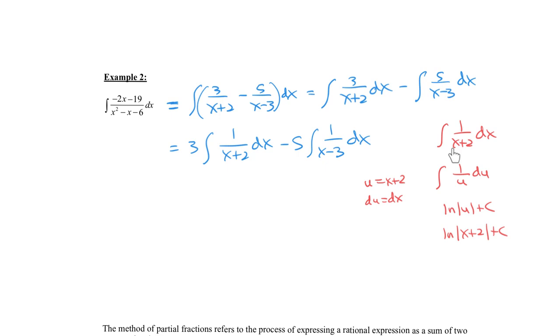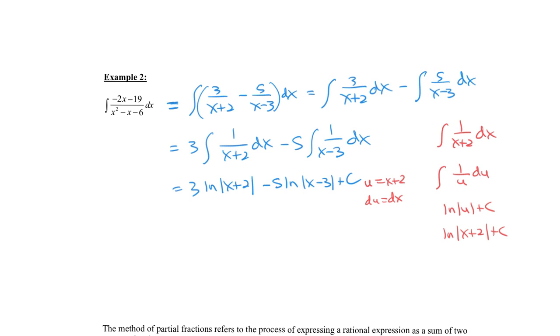So when the lead coefficient in front of this x is a 1, it's really easy. We can pretty much go right to the answer. So over here we've got 3 times the natural log of x plus 2. And then look at this one. This is going to be very similar, right? So if this is this answer, then this one is just going to be minus 5 times the natural log of the absolute value of x minus 3 plus c.